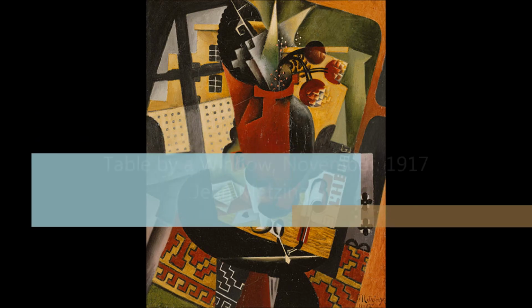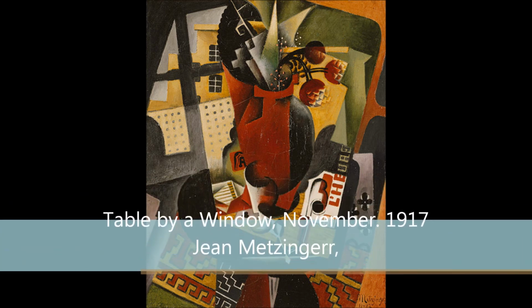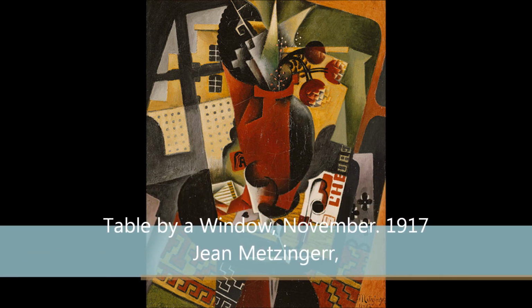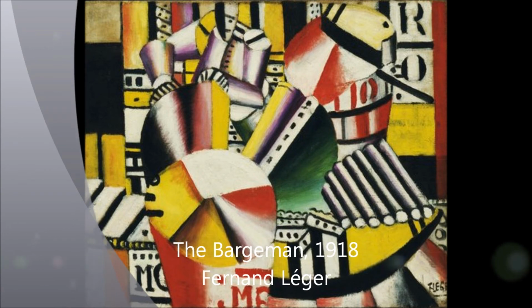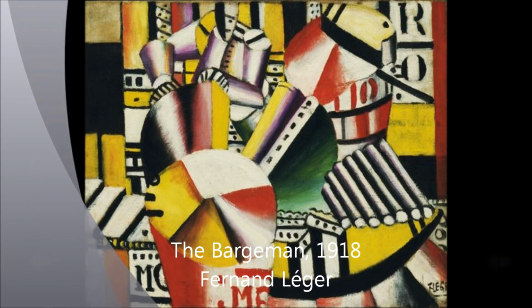Table by a Window, November 1917, Jean Metzinger, oil on canvas. Metzinger was part of a group that was involved with the brothers Duchamp-Villon. He co-wrote the book Du Cubisme, published in 1912. A large amount of Metzinger's work was variations of a theme. This work is a variation of his still life works: a vase and flowers, a glass with absinthe spoon, a copy of the journal L'Heure, and a playing card, all set up near a window in his studio.